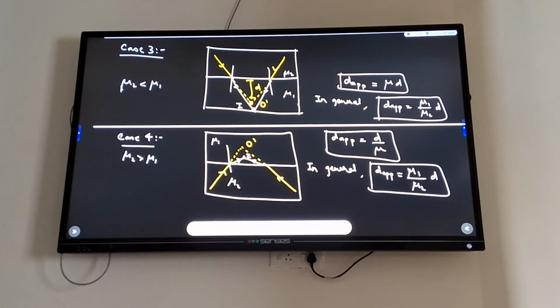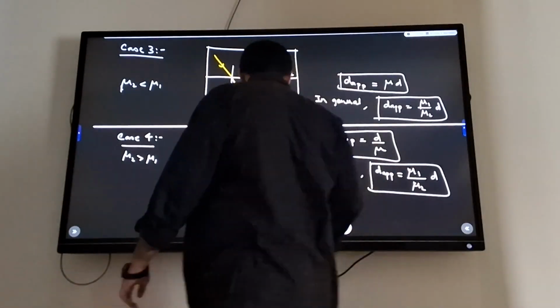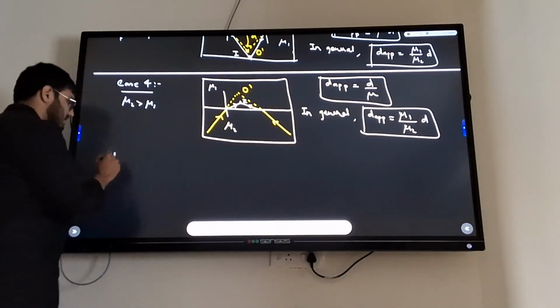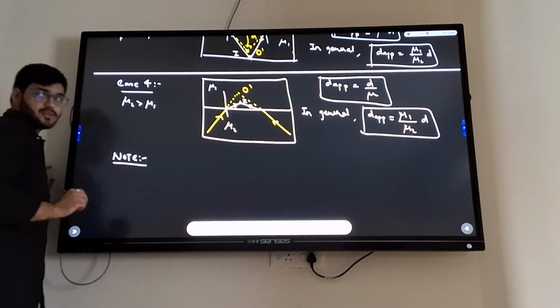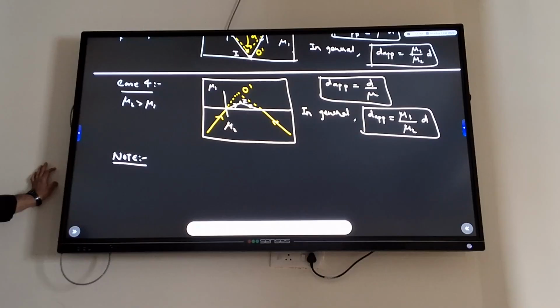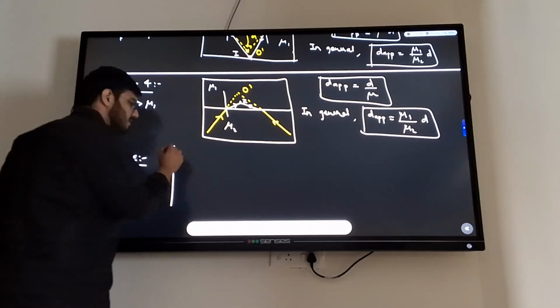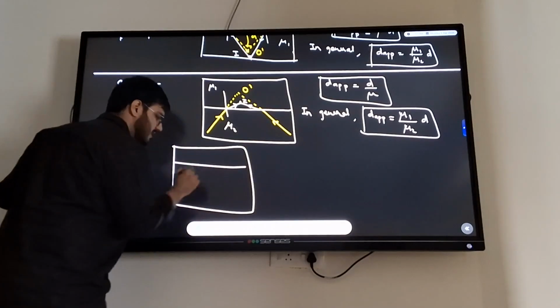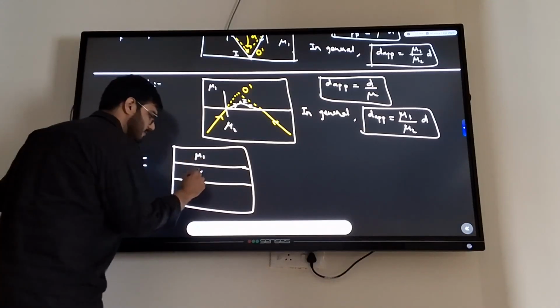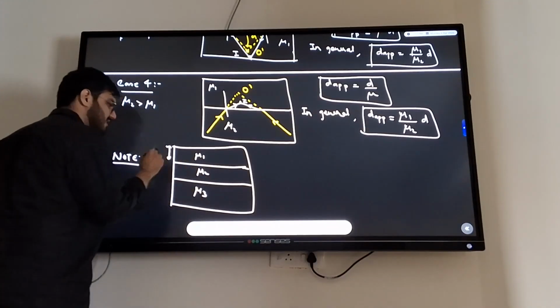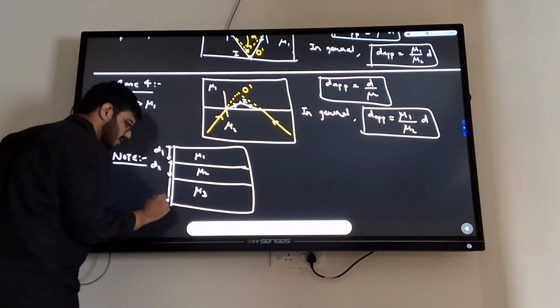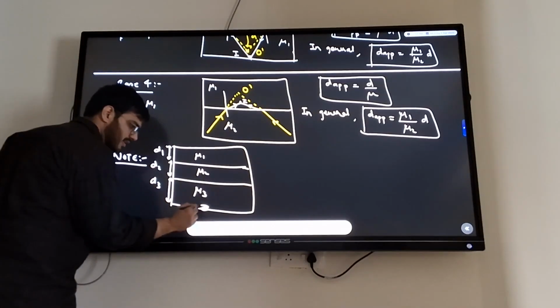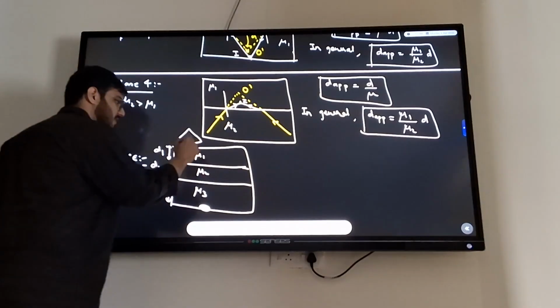If you are done with this, then let me give you one note and then you can start with sheet number 4. There's only one note which I have to discuss. Let's say you have a beaker and this beaker contains 3 immiscible liquids. You understand the meaning of immiscible? Not okay? So you have 3 immiscible liquids with different refractive indices mu1, mu2, mu3, and this depth is given d1, d2, d3. And let's say you place a coin at the bottom of it and then you are looking from here.